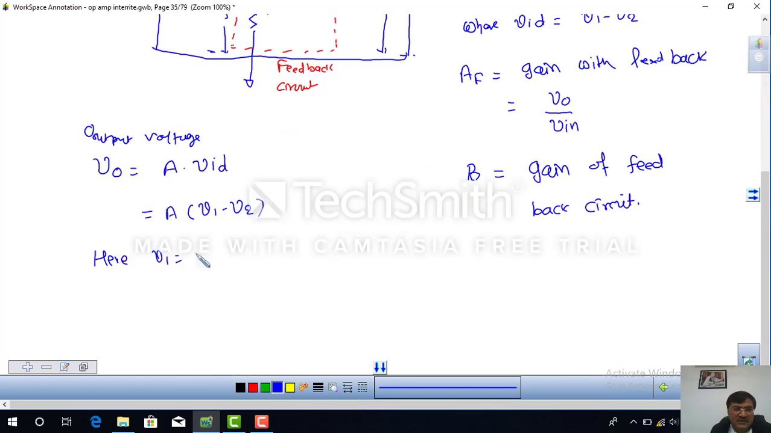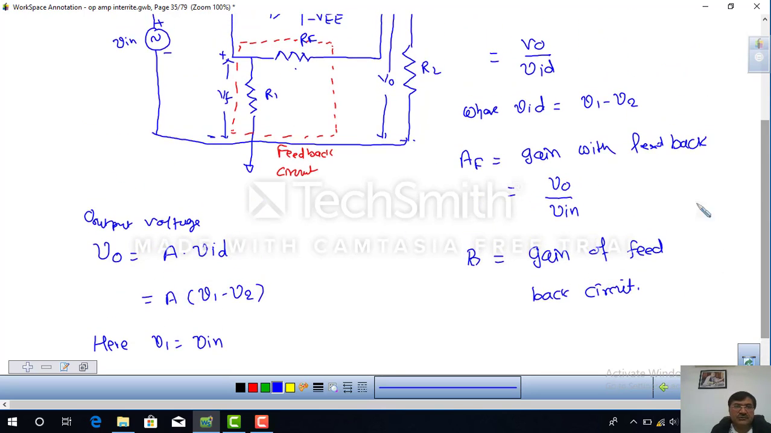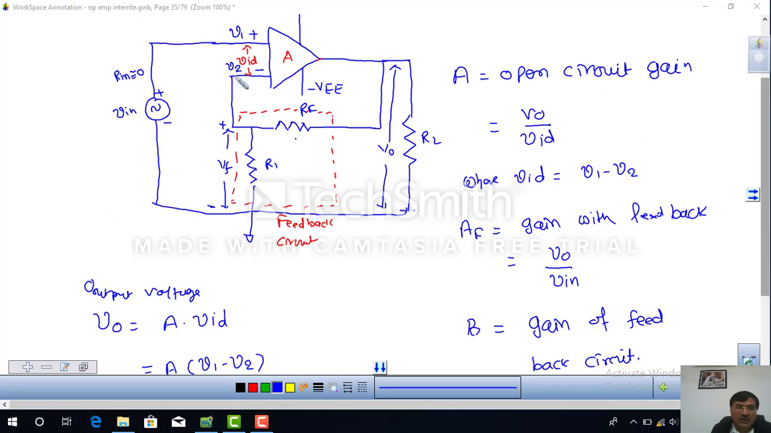So V in is nothing but V in. V1 is equal to V in. Now what is V2? V2 is nothing but VF. This voltage is given here, and we know that for a conducting wire, potential at each point is equal. So V2 is here, V2 is here, and V2 is nothing but VF. So we find out what is VF, the voltage of the feedback, the output of the feedback circuit.